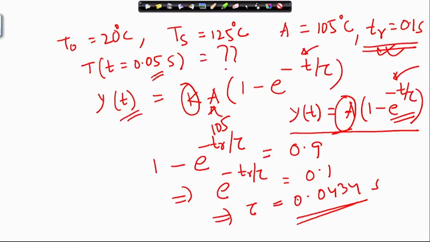So, this problem has two parts. First part, I have to find out the time constant, making use of the information on rise time, and the second part I may use this obtained time constant value to find out the response at t equal to 0.05 second in a straightforward manner from the equation of the step response.